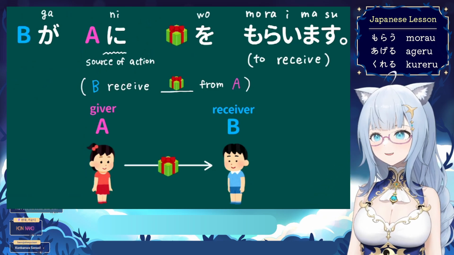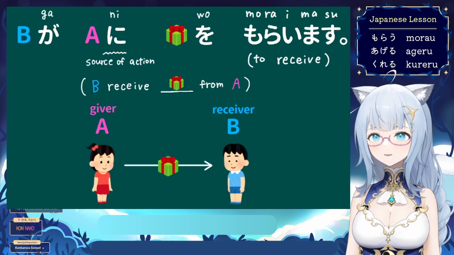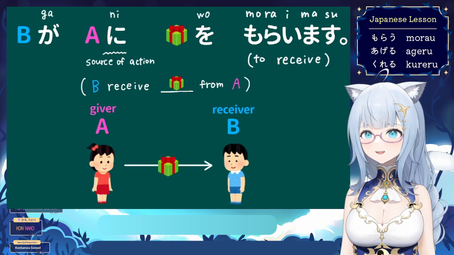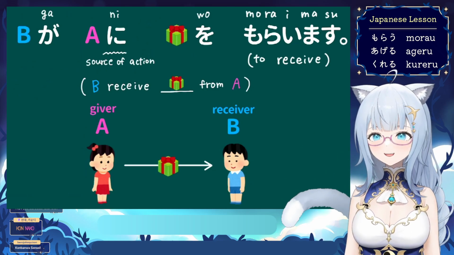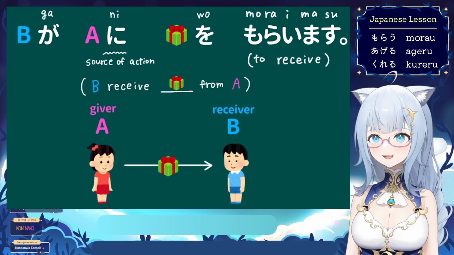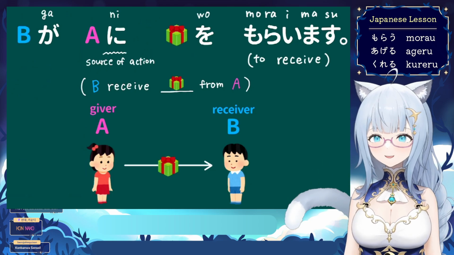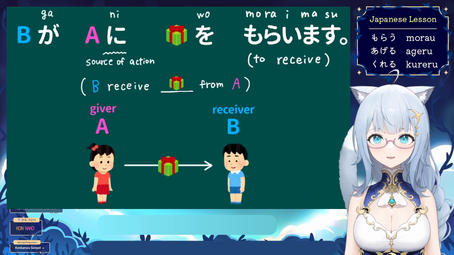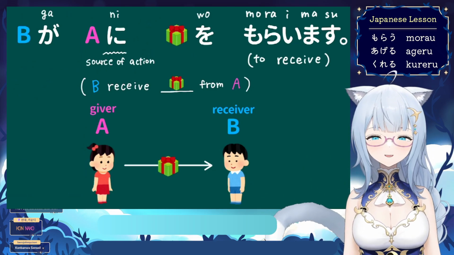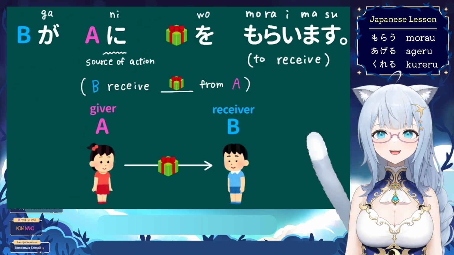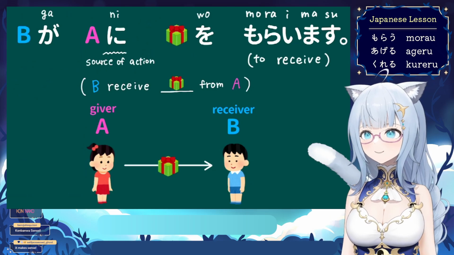First, もらいます。B が A に何々をもらいます。This sentence means B receives something from A. So the subject is B, and this particle ni is the source of action, so A is the source of action. And particle ga is a subject marker, so B is the subject, A is the source of action. And もらいます means to receive. It makes sense.